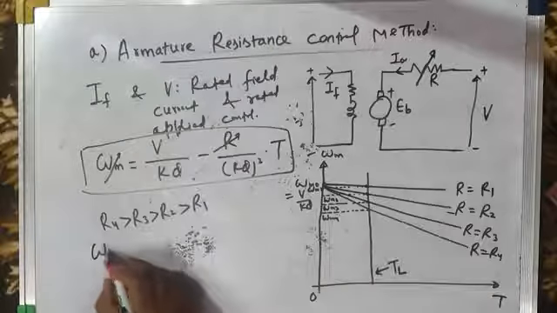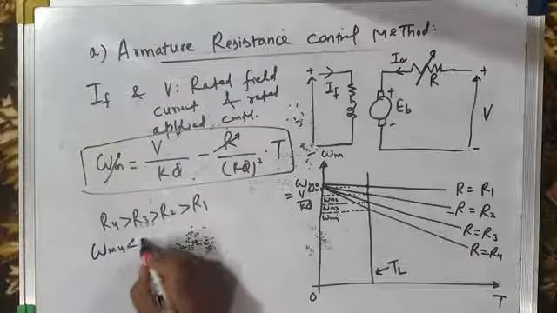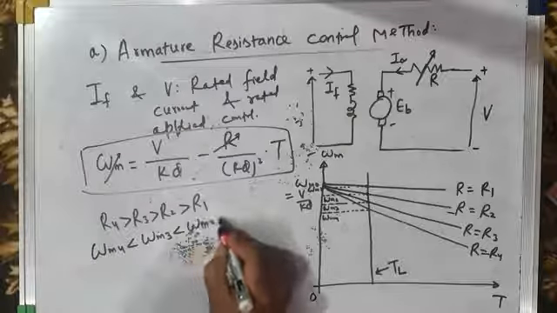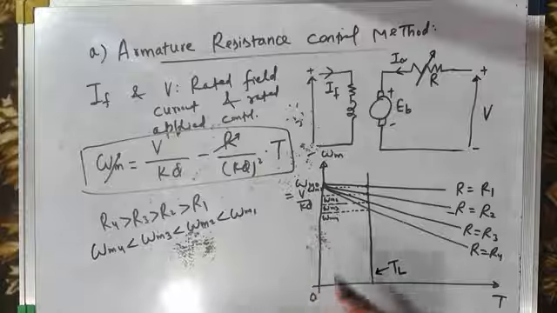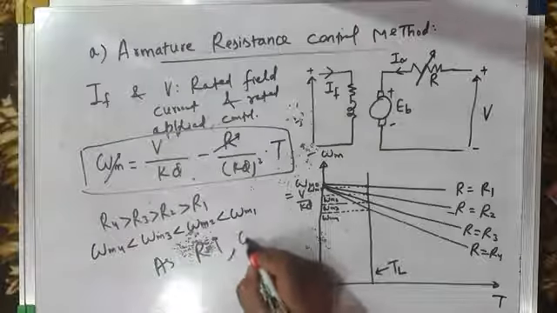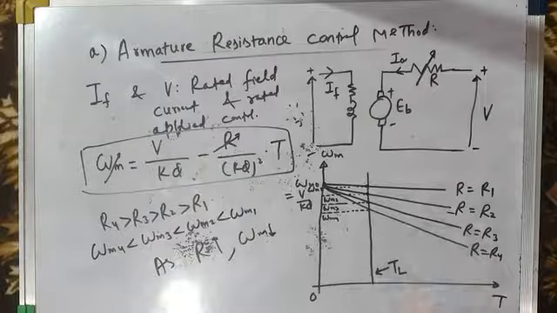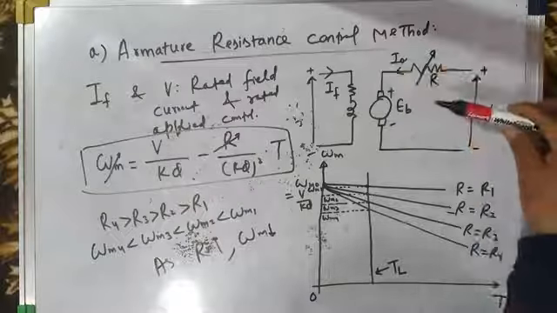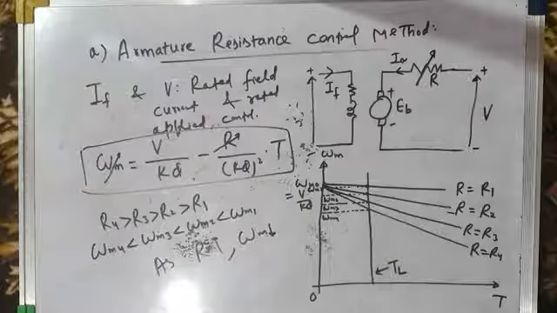So therefore, omega m4 is less than omega m3, less than omega m2, less than omega m1. That means as armature resistance is increased, the motor speed decreases. So this is how you can control the speed of motor, simply by putting a rheostat or a variable resistance in series with the armature and changing this armature resistance.